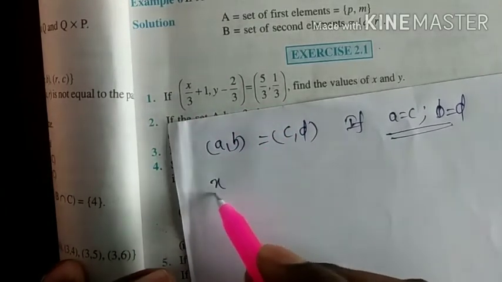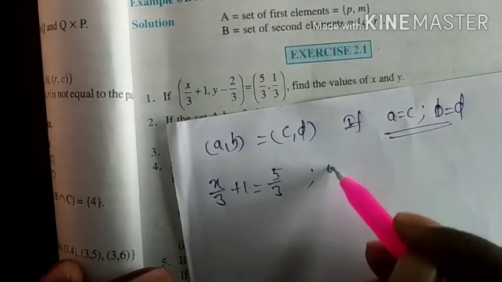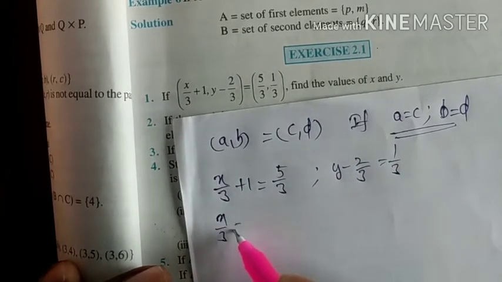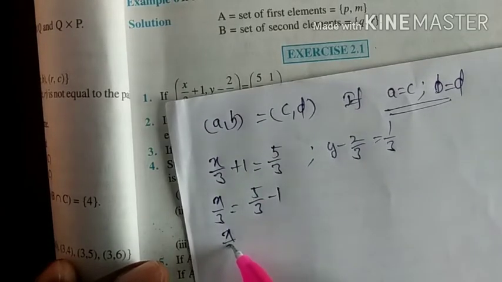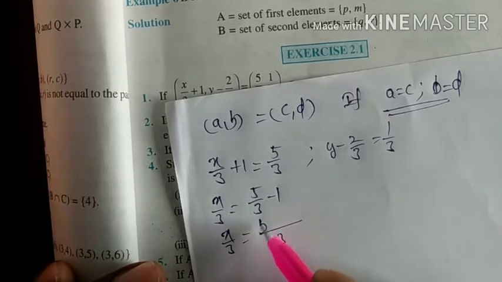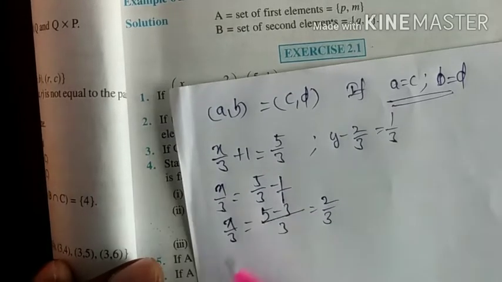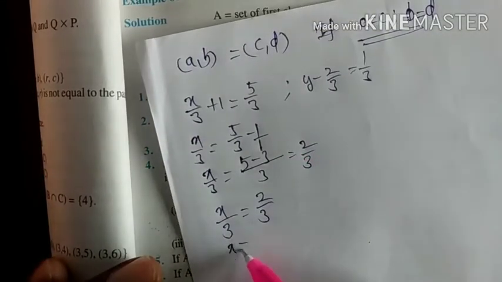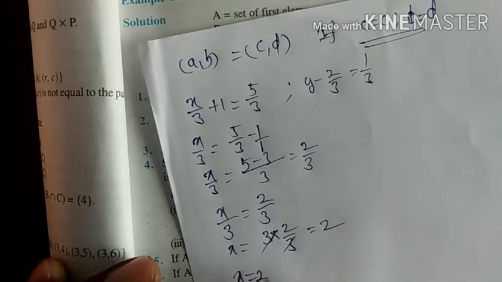So x/3 + 1 = 5/3 and y - 2/3 = 1/3. So here x/3 = 5/3 - 1. So x/3 equals, here do the LCM, 3. So 5 minus 1 times 3, that equals 2/3. So x/3 = 2/3, then x = 3 into 2/3, then the 3 cancels, here it is 2. x = 2.